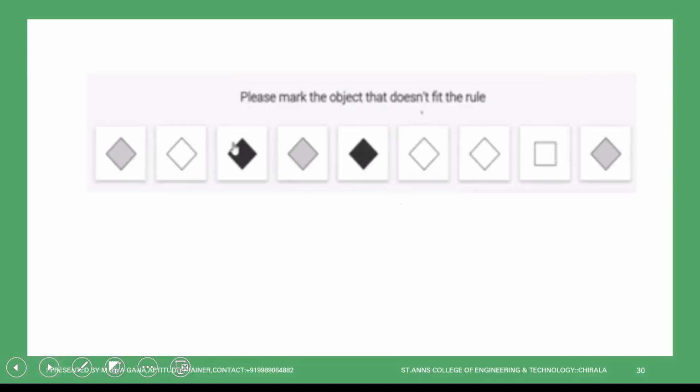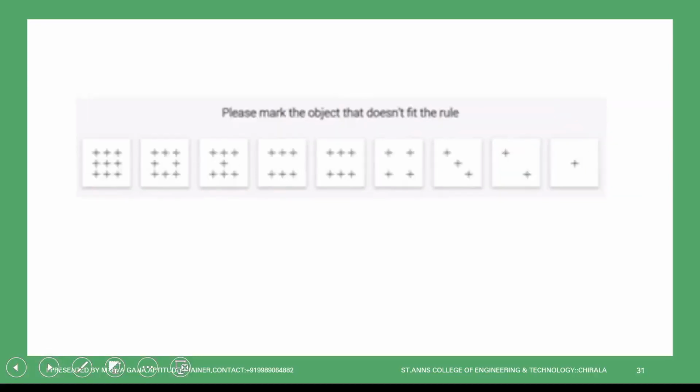Now these are the shapes, right? See, four shapes, right? Rhombus structure, rhombus structure, rhombus structure, right? Okay, all are right. This is not in that rule, this is not in that rule. Now this is the answer for our particular question. This is not fit in this rule, right? Let us see one more.